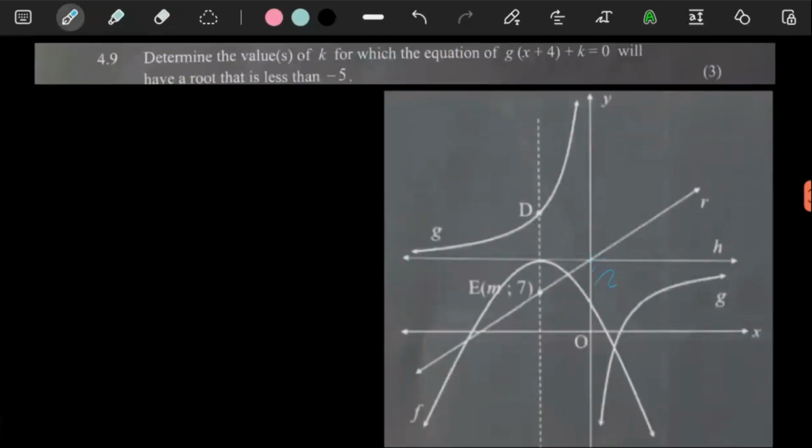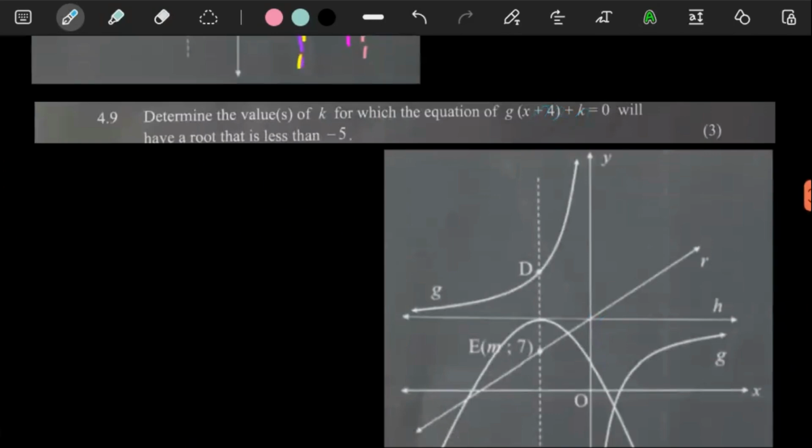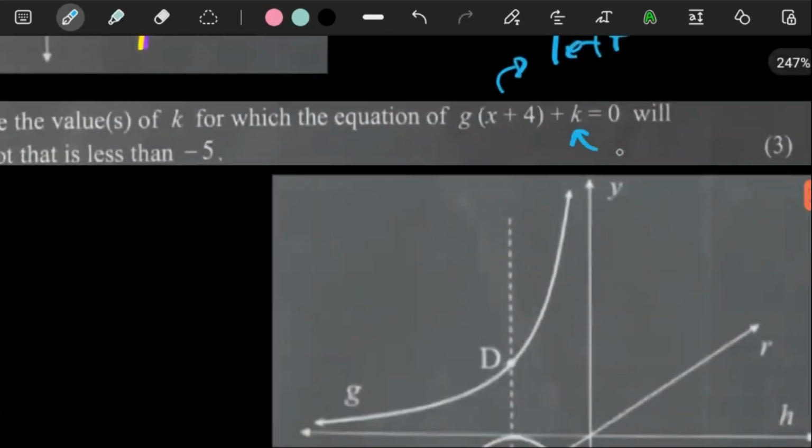So the one thing you want to recognize is them giving me this x plus 4 here. It's already telling me that the graph is being moved 4 units to the left. And then the value of k is a vertical shift. You see, more like moving the graph up or down or whatever.